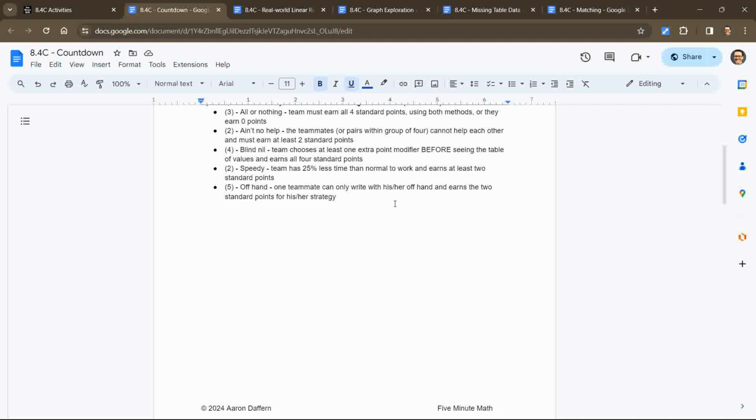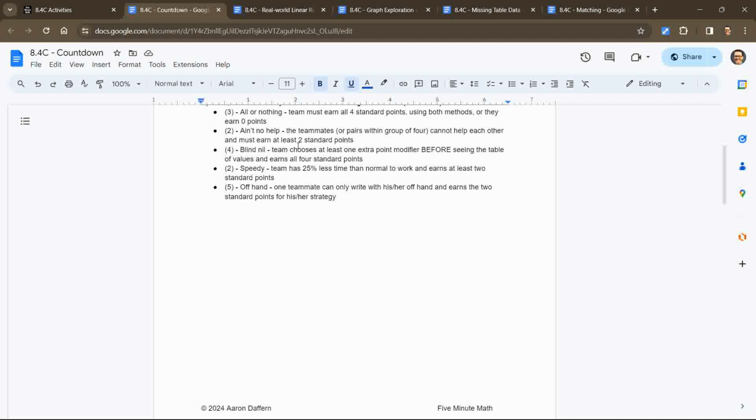Now, no help means that students or pairs cannot help each other. They must earn at least 2 standard points individually. Blind nil means a team chooses 1 extra point modifier before seeing the table of values, and they earn all 4 standard points.